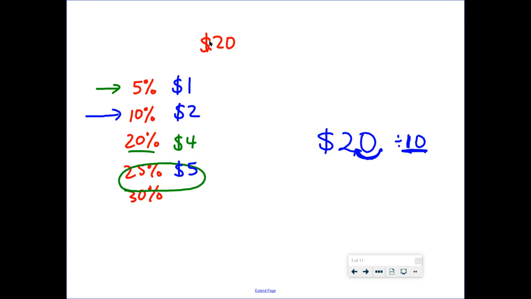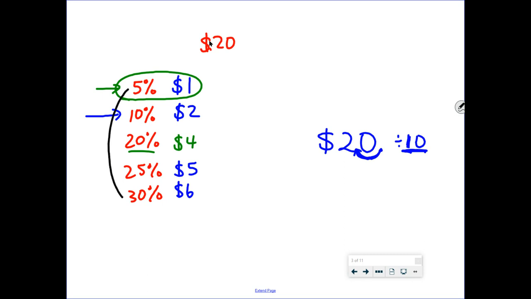And last but not least, how about 30%? Now again, if you have 10% and 20%, you can just add them up, right? 4 plus 2 is 6. Or you could also say, 10% is 2, so 10 times 3 is 30, so 2 times 3 is 6.